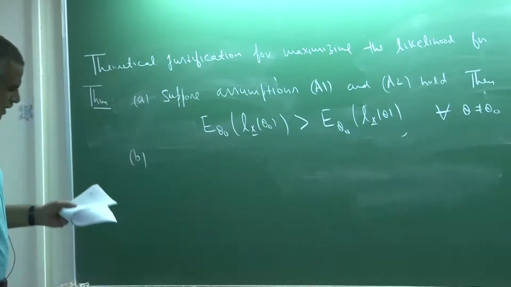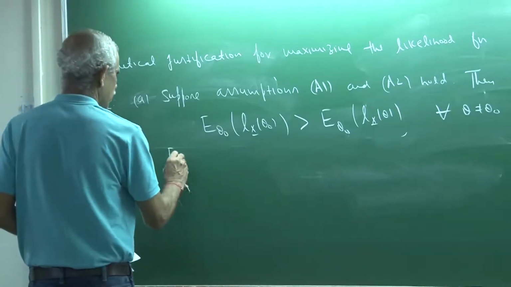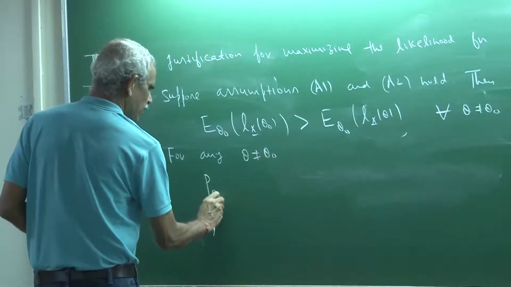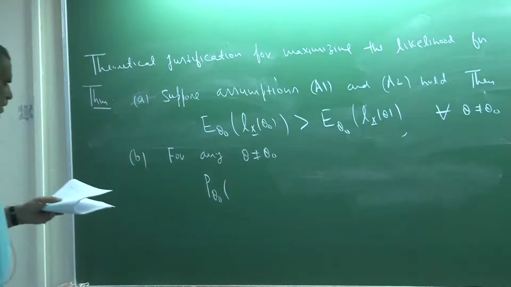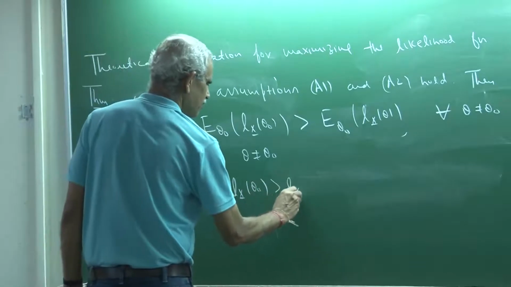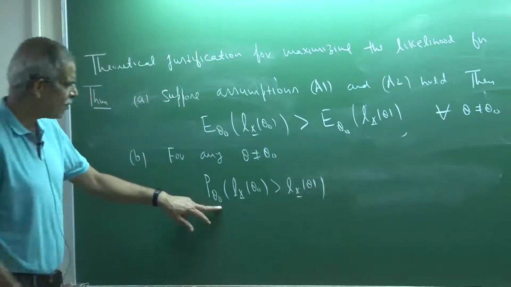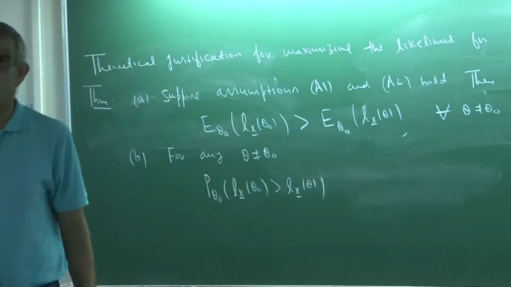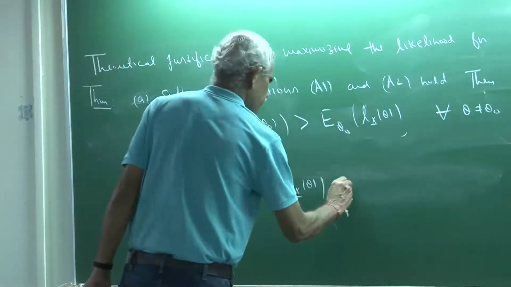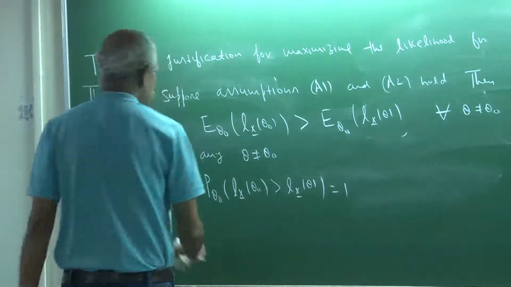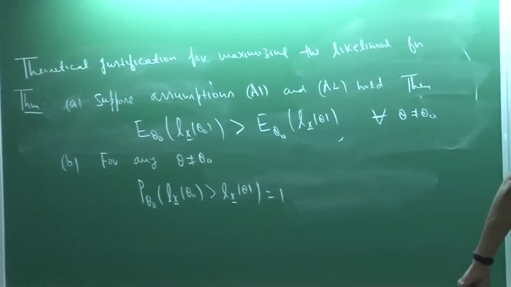A similar thing holds in terms of probability. For any θ not equal to θ0, when θ0 is the true value, the probability that L(x, θ0) is greater than L(x, θ), that is, that the likelihood function at θ0 is bigger than the likelihood function at any other point θ, should be 1. So these are strong justifications for maximizing the likelihood function. The proofs are not difficult, so let me just give a proof.